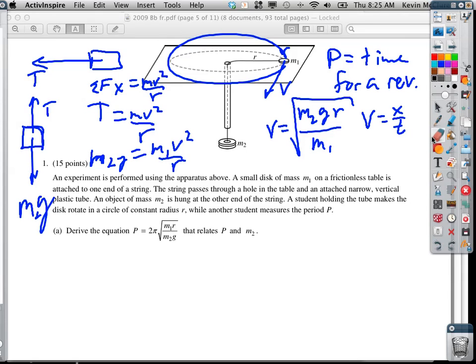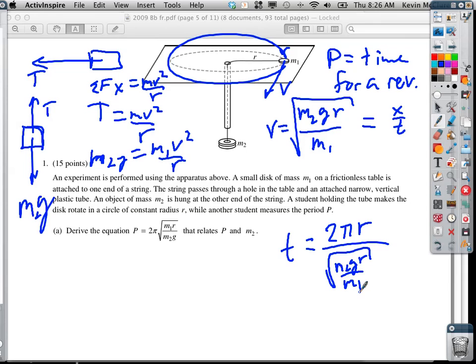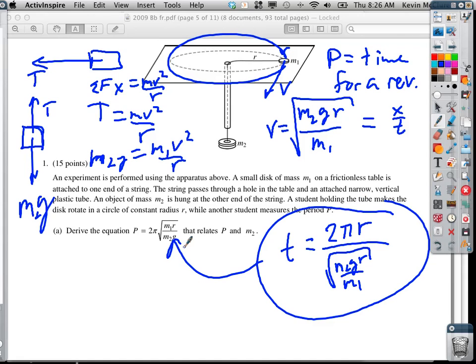So what we're going to be doing here is just that. This is equal to that. And so if you want T, T is equal to the square root. And what is the distance that that puck travels? The X? Yeah, did you see it's 2 pi r? So it's 2 pi r over the square root of M2gR over M1. And you see we just proved it, or we just derived that, because this is that.